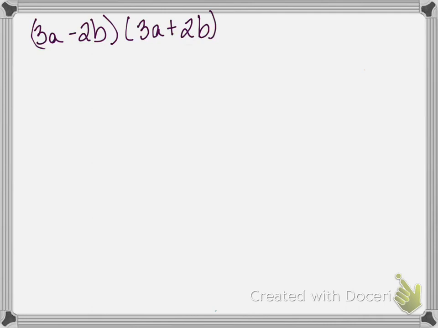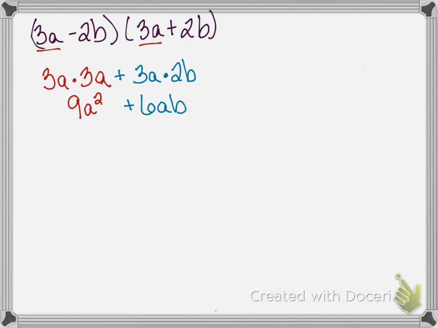So you are FOILing this. So we're going to start with our first. 3a times 3a. Okay, 3a times 3a is 9a squared. Okay. Then I need to do the outer. 3a times 2b. That's plus 6ab.